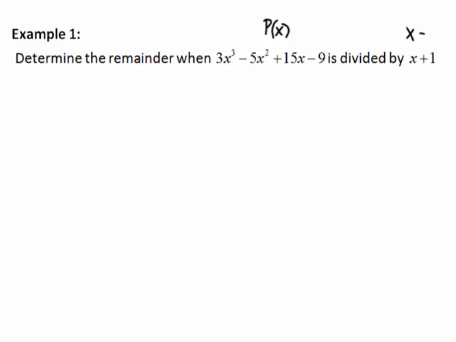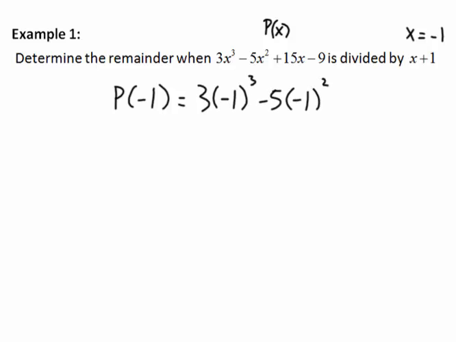So our a value, or our zero, however you want to think about it, is negative 1. So all we have to do is take our polynomial and put in a negative 1. Well, pretty easy to do. Just put negative 1 in for x. Just watch the sign, it's very important when you have positives and negatives. And when we do the calculation, that will give us the remainder.